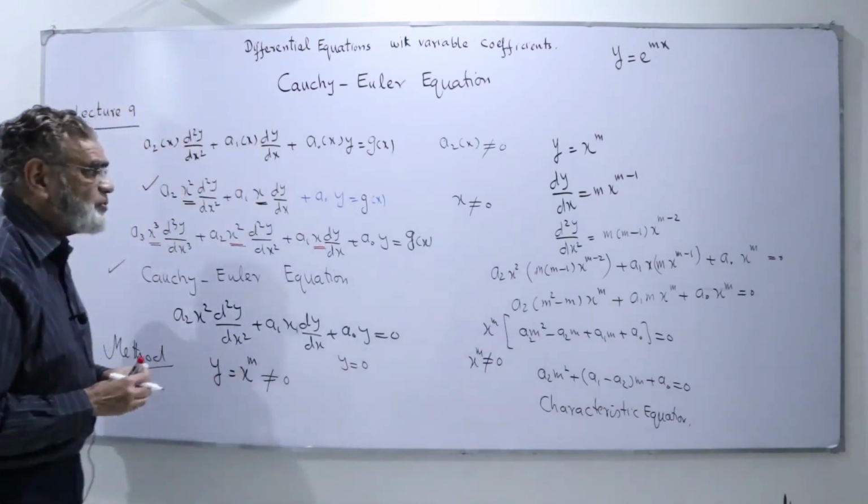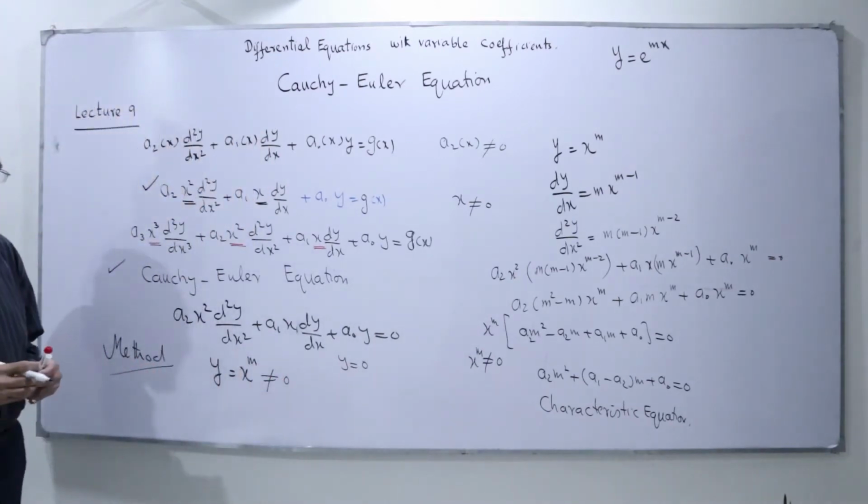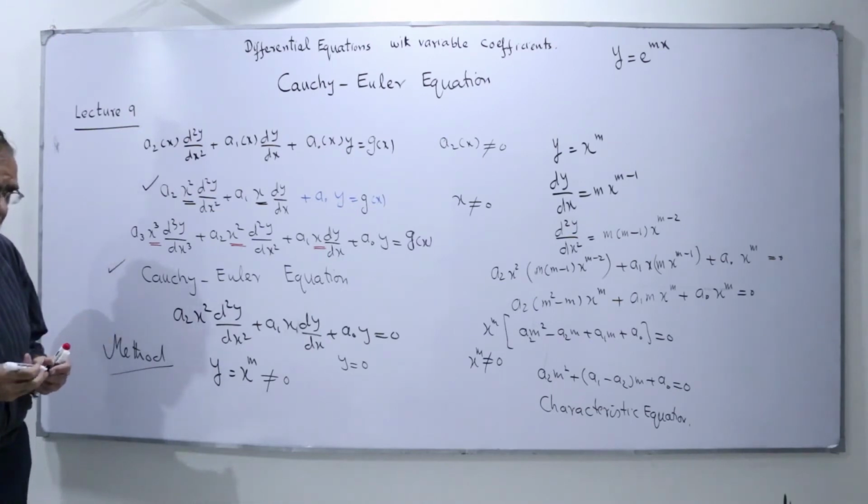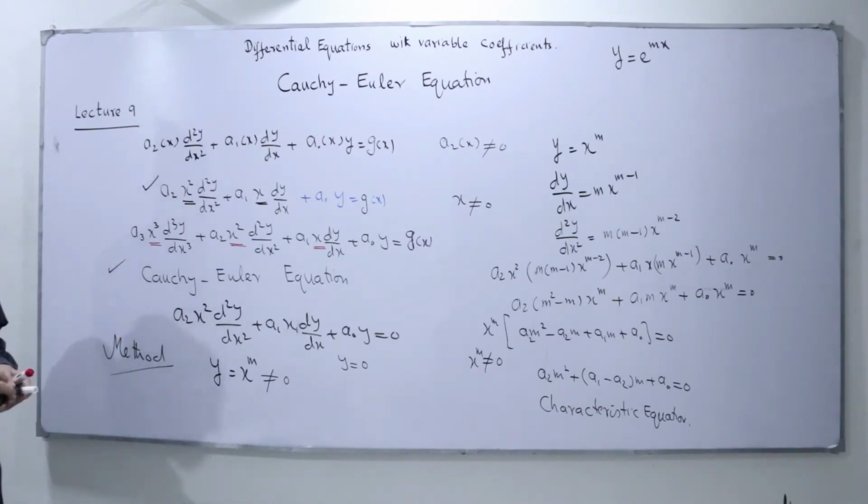Now, as we found the characteristic equation in the case of constant coefficients, we come to the characteristic equation in the case of variable coefficients. First I make a quick revision of that so that I can clean this board.